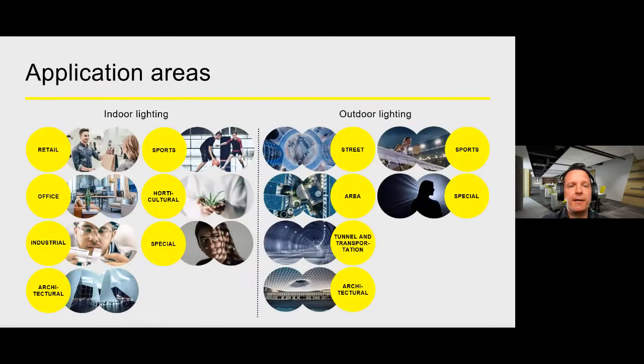In particular, we have divided this into indoor and outdoor lighting. So there are certain application areas such as retail, office, industrial, architectural lighting, sports, horticulture, and special lighting in the indoor section. But also for outdoor, we are covering street light area, tunnel transportation, architecture, sports, and special lighting as well.